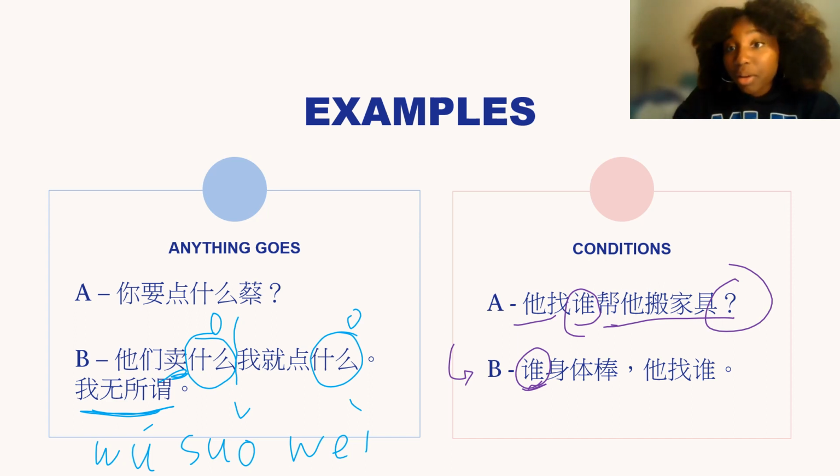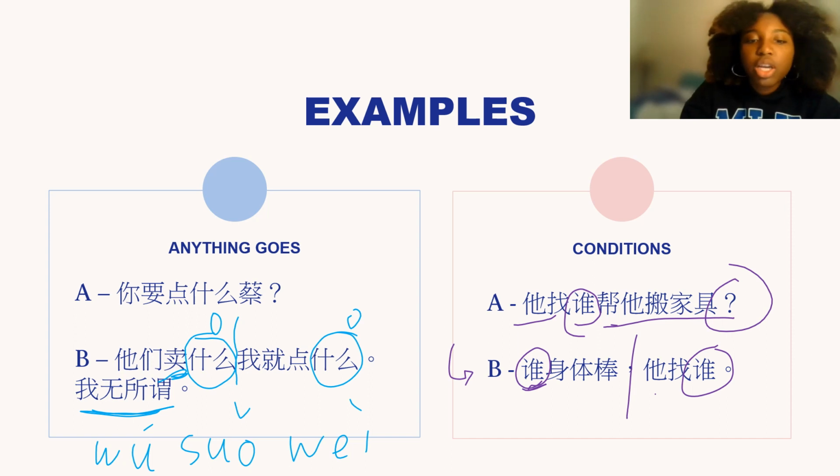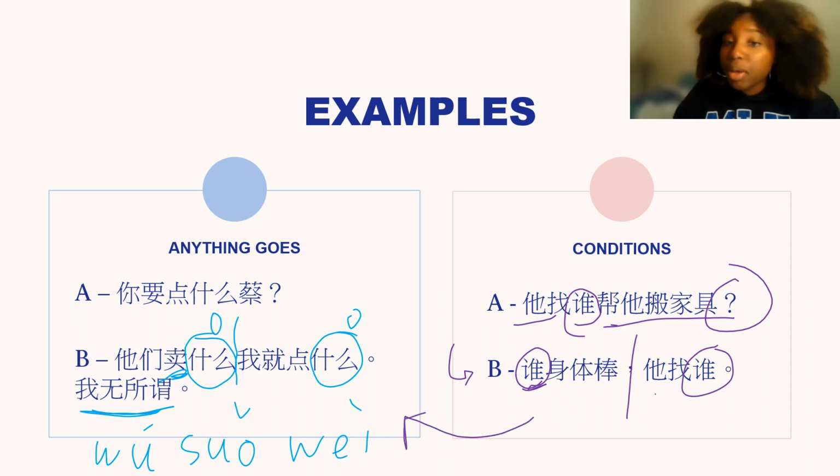Like, 你很棒，你的身体也很棒。他找谁? So we have two things. The condition: whoever seems capable to do this, that's who he's going to find. So it's not just willy-nilly. It's not that anybody can help me 搬家具, move my furniture. Whoever is worthy, they can help me.